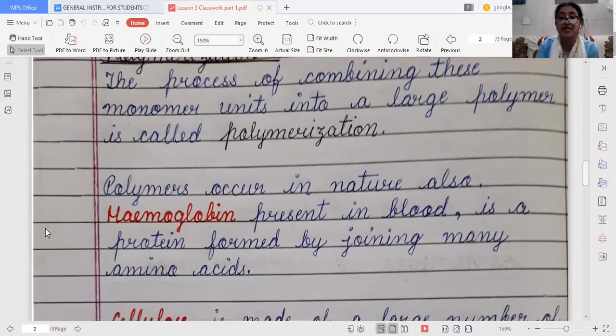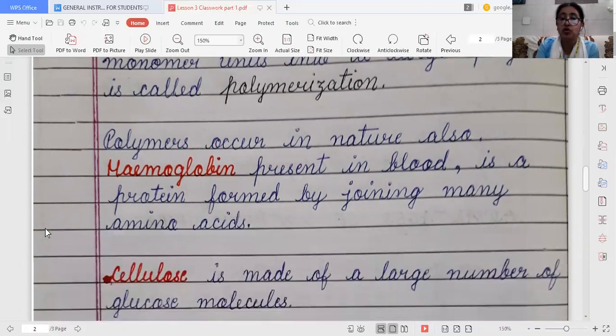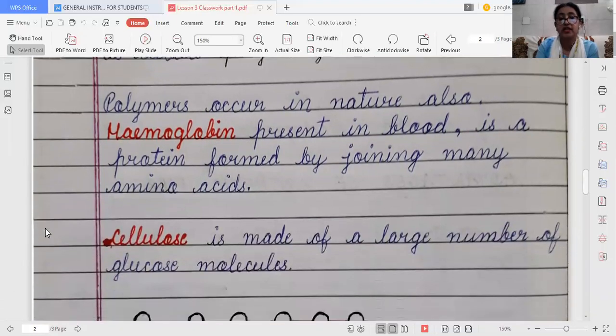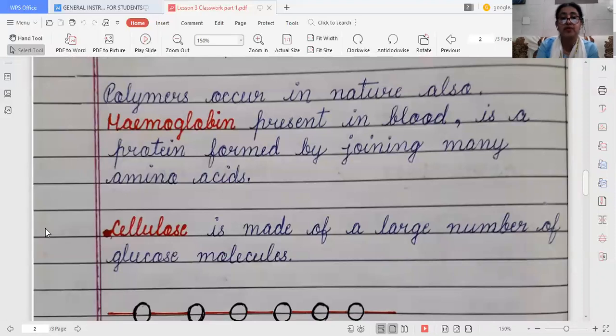This is all about synthetic. But polymers also occur in nature. There are two most common examples of that, like hemoglobin. We all know hemoglobin, where it is present. It is present in our blood. And hemoglobin is a protein which is formed by joining many amino acids. So here amino acids are monomers. When they join, they form one polymer, that is hemoglobin.